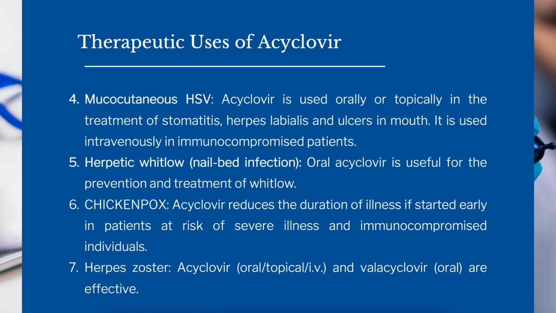Herpetic whitlow, nail bed infection. Oral acyclovir is used for the prevention and treatment of whitlow. In chickenpox, acyclovir reduces the duration of illness if started early in patients at risk of severe illness and immunocompromised individuals. In herpes zoster, acyclovir and valacyclovir are effective. Acyclovir is given orally, topically and IV, and valacyclovir is given orally.